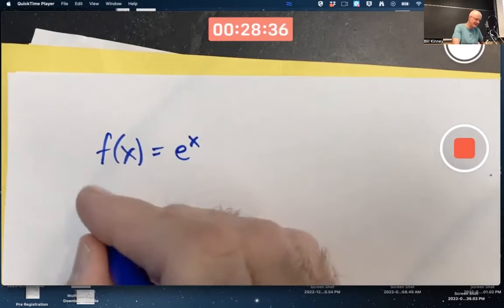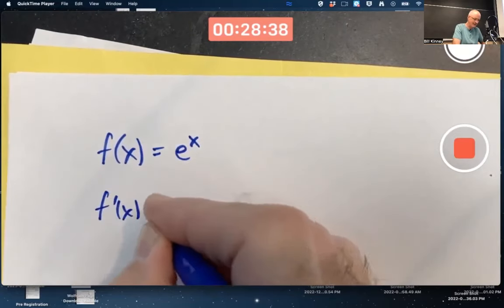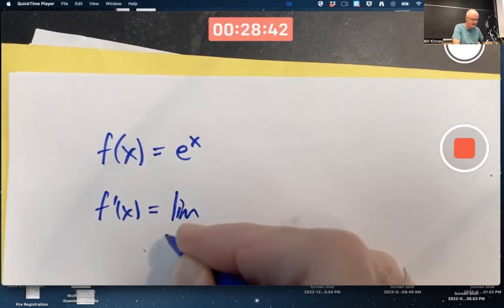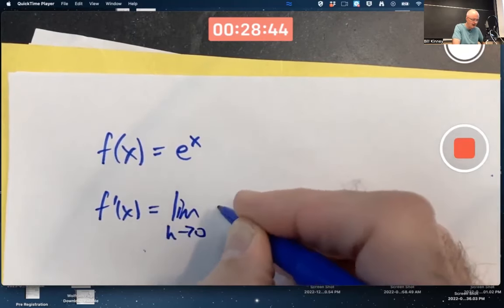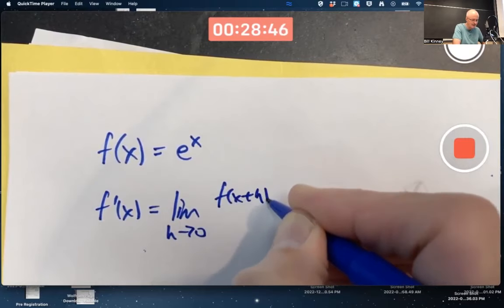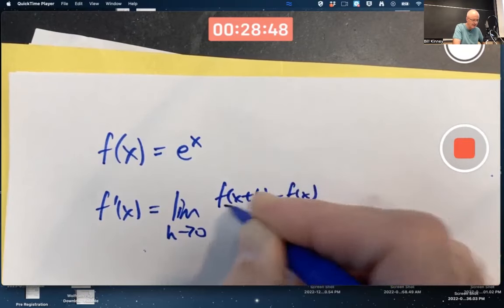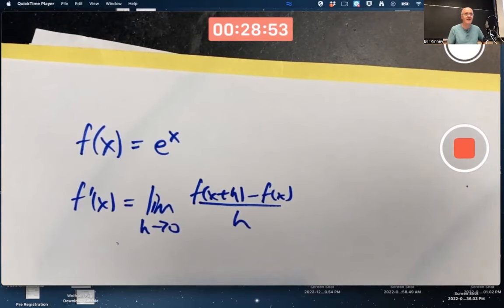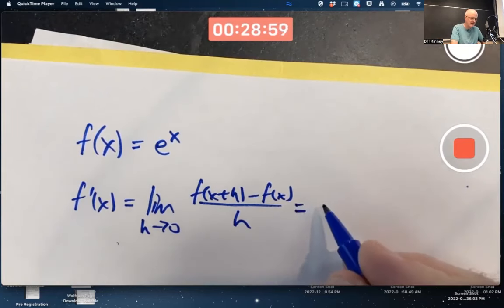What's the derivative of this? I'll use f prime notation now. It's the limit as h goes to 0 of f of x plus h minus f of x divided by h. I keep writing the same thing every time because it needs to get drilled into your head, right? Go ahead, get a drill out, open it up, force it in there.